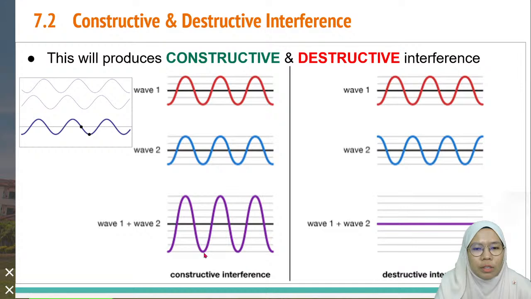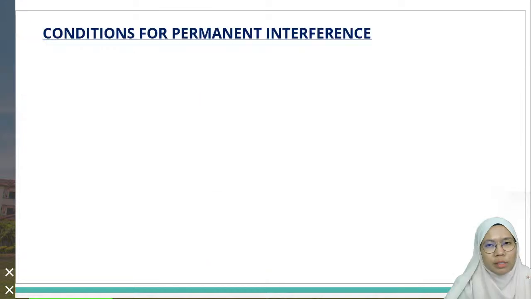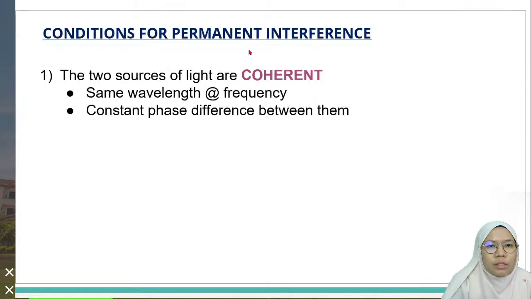Next we move on to conditions for permanent interference. What are the conditions to get a permanent or a clear interference? The first one is the two sources of light are coherent, which means that they have the same wavelength and frequency. This means the same because the formula is f equals 1 over lambda, so you can say same wavelength or same frequency.